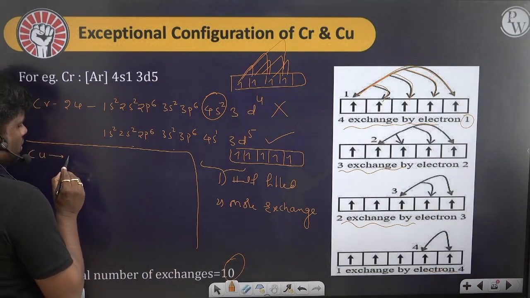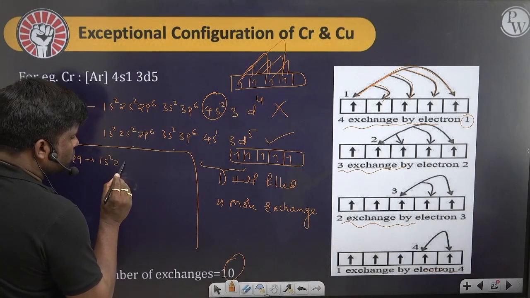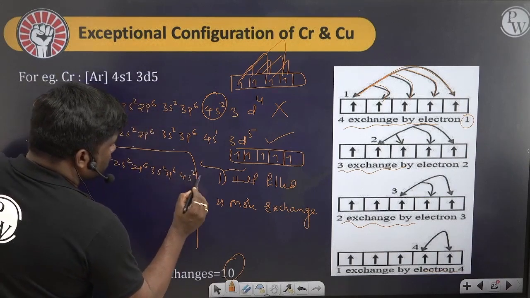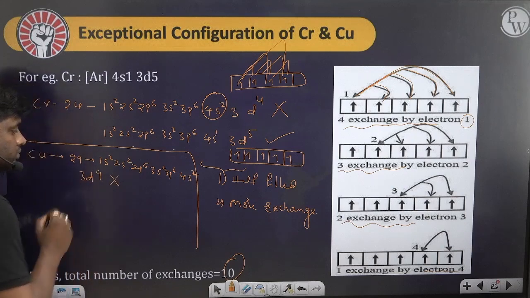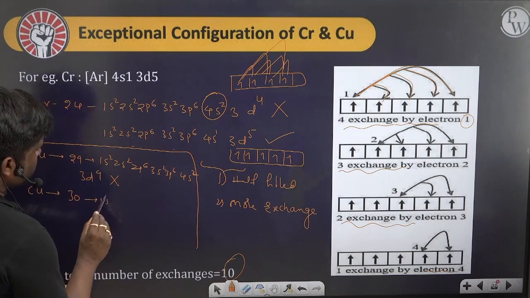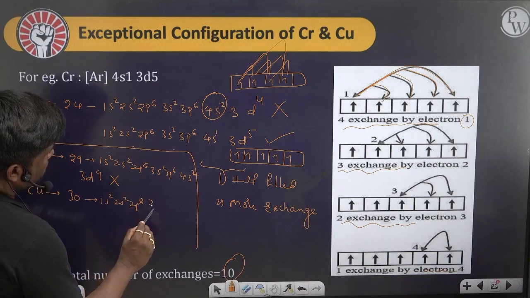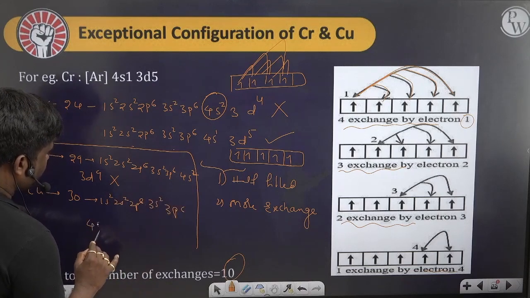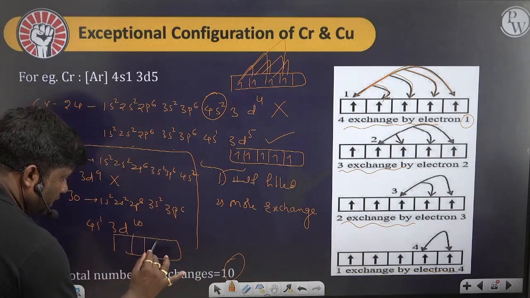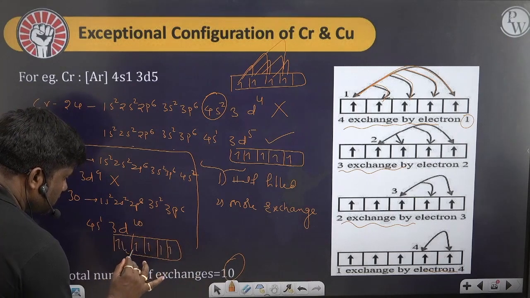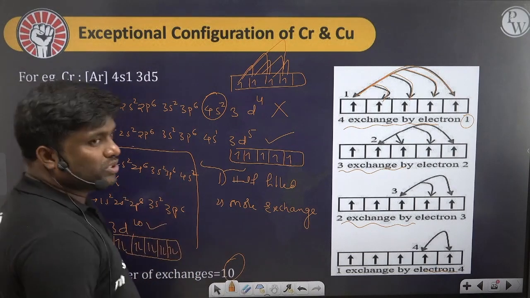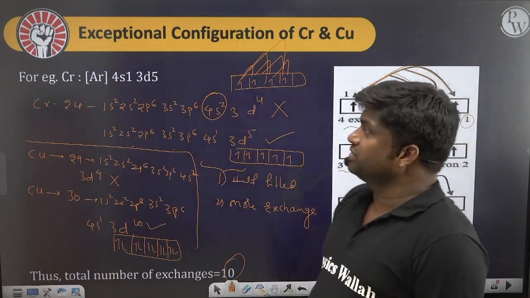Copper means atomic number 29. We can write its configuration 1s2, 2s2, 2p6, 3s2, 3p6, 4s2, 3d9, but this is wrong. We will write like this: copper, 1s2, 2s2, 2p6, 3s2, 3p6, we will write it as 4s1, 3d10. If we write it as 4s1, 3d10, this d10 is a completely filled configuration. 1, 2, 3, 4, 5, 6, 7, 8, 9, 10. Due to the completely filled d configuration, copper in this electronic configuration is more stable. That's why we write copper's configuration like this. Okay.